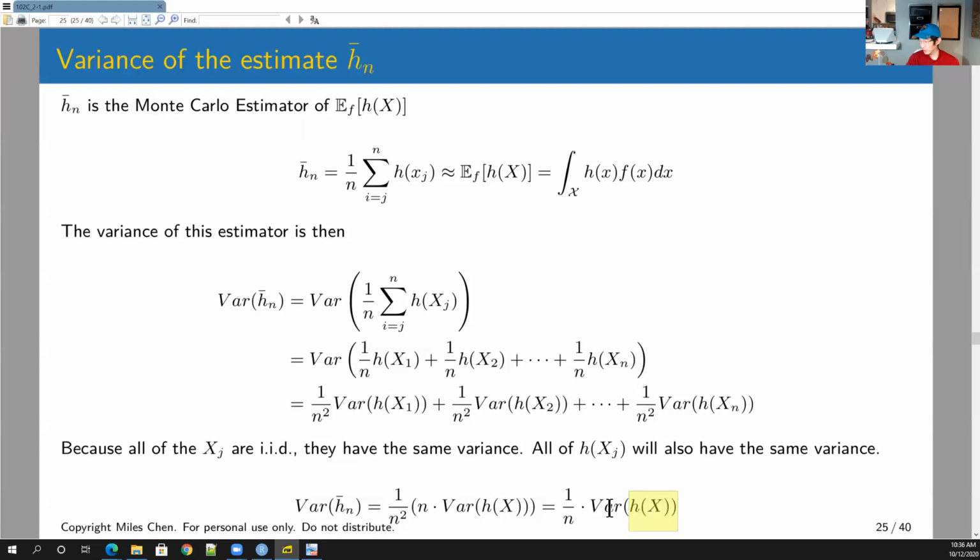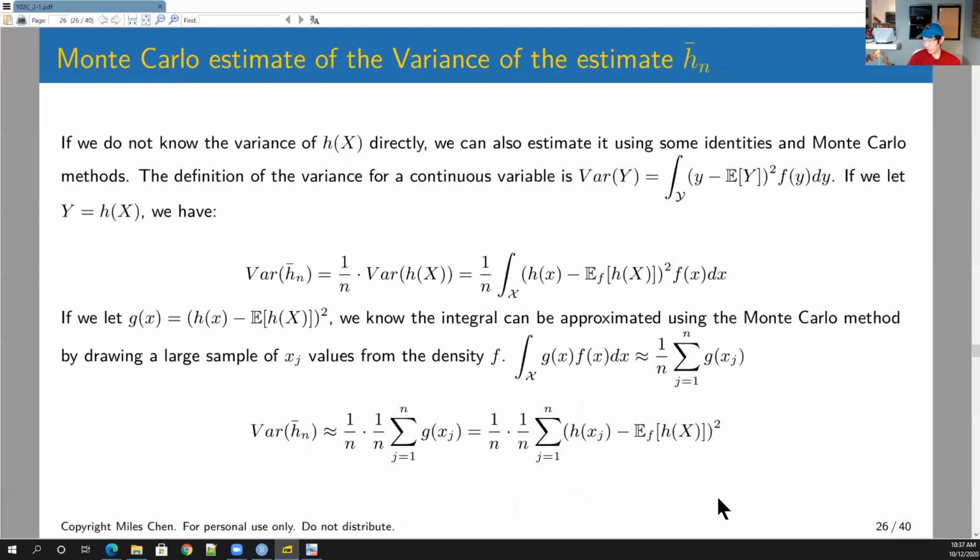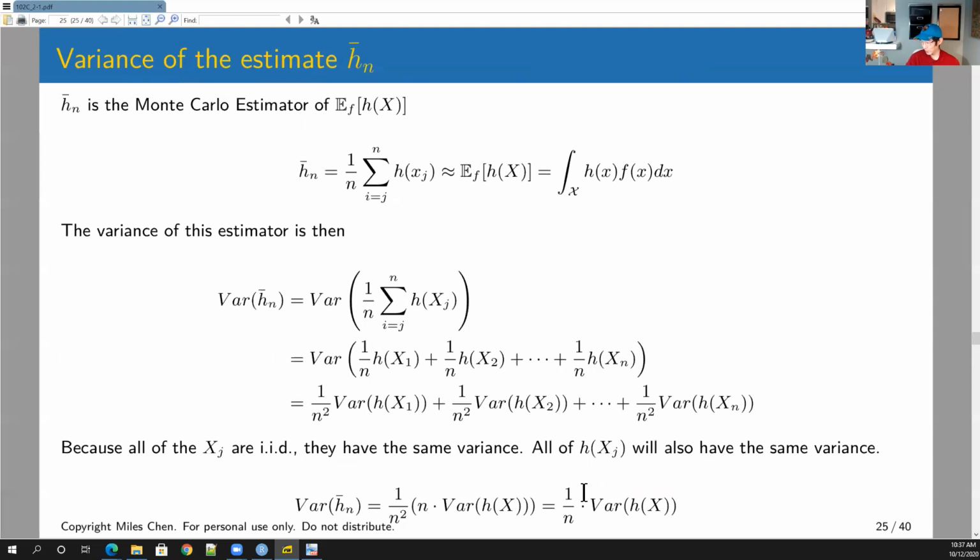So what is this variance? Okay, this variance, the variance of h of x, that is probably unknown to us, right? What's the variance of h of x? That's going to be unknown because we probably don't even know what we're using h bar sub n to estimate, the expected value of h of x. So if we don't even know what the expected value of h of x is, I doubt we're going to know what the variance of h of x is. Okay, so we can estimate the variance of h of x. We can get a Monte Carlo estimate of this variance.